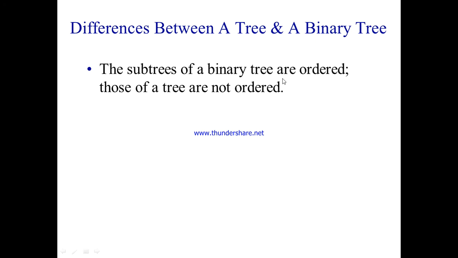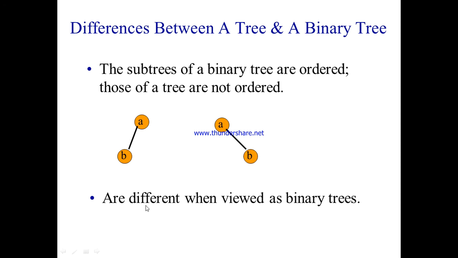Next, the subtrees of a binary tree are ordered, while those of a tree are not ordered. If I am taking a binary tree, the subtrees will be ordered. Like if you take A, then it can have B. These two are the same tree, but different when viewed as binary trees. A node is there, then we have a child. This is a binary tree, not more than 2 children. One child is there, so it is okay. It is a binary tree.